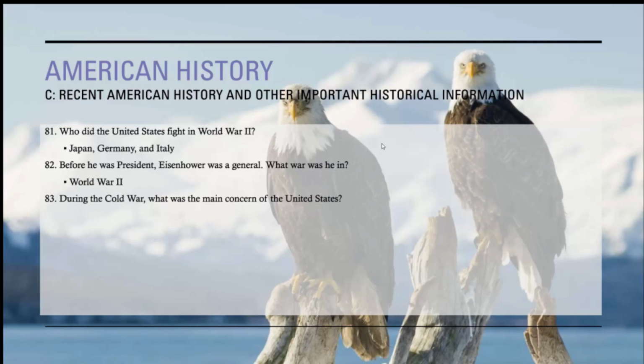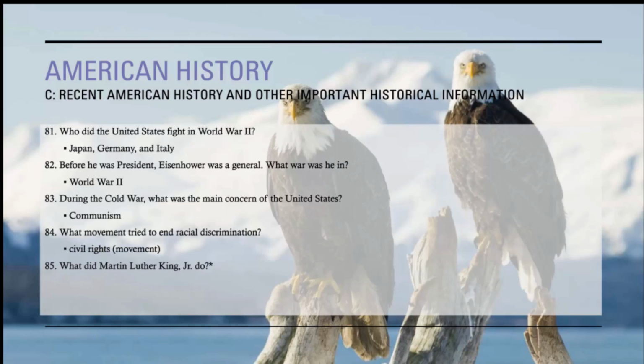During the Cold War, what was the main concern of the United States? Communism. Question number 84. What movement tried to end racial discrimination? The Civil Rights Movement. Question number 85. What did Martin Luther King Jr. do? He fought for civil rights. He worked for equality for all Americans.